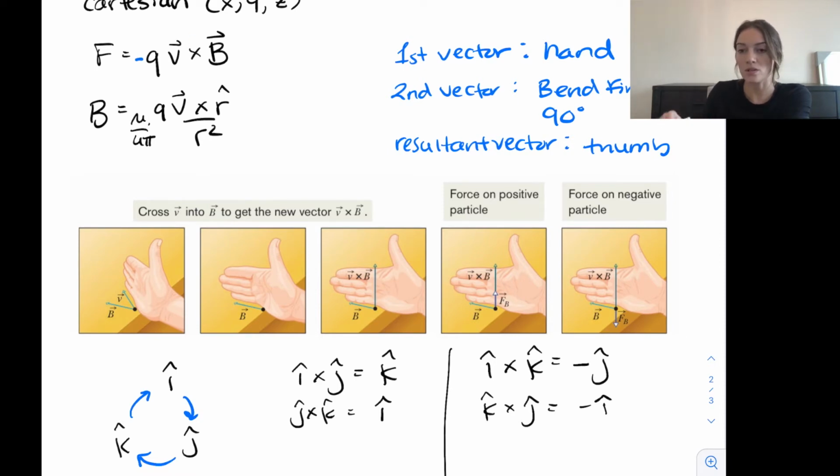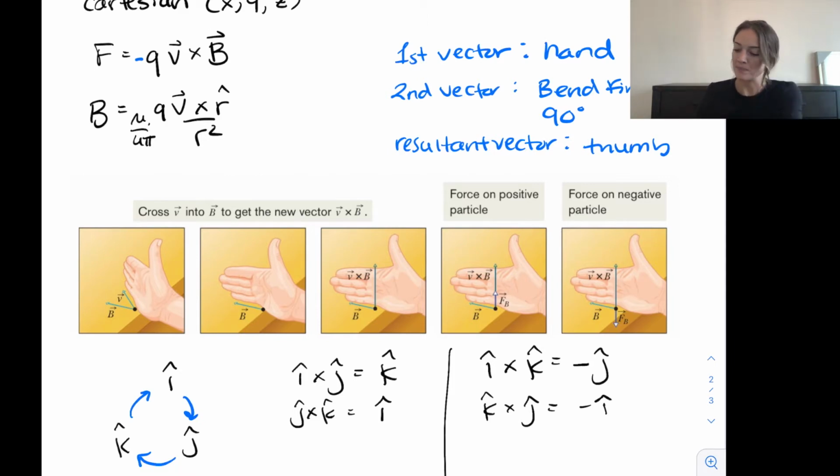So for the Lorentz force law, your hand is always the direction of the velocity because it's always the first vector. It has to be v cross B. It will never be B cross v. So you have to do your velocity first. Your hand will always be the direction of the velocity, your bent fingers will always be the direction of the external magnetic field, and your thumb will always be the resultant vector.